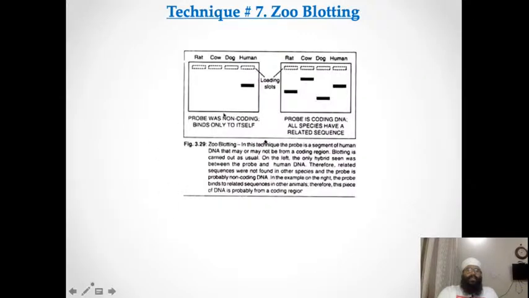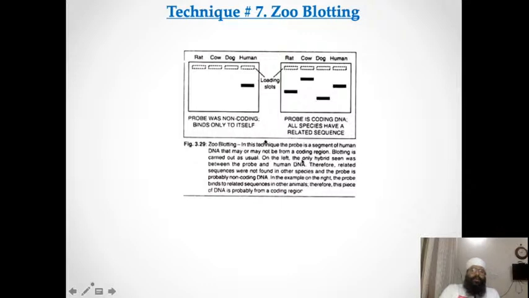Here you can see a probe with non-coding regions binds to itself only in human beings. And this probe is coding DNA. All species have related sequences: rat, cow, dog, human, like this. In this technique, the probe is a segment of human DNA that may or may not be from the coding regions, and blotting is carried out in the usual way.